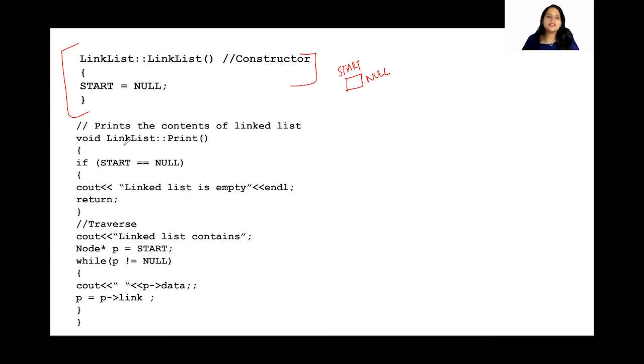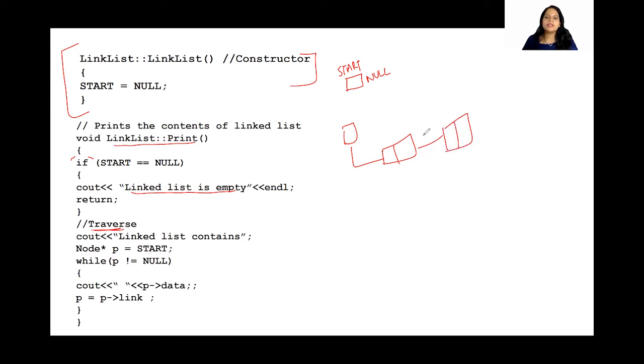The next function is linked list print. Here we are going to print the linked list. How are we going to start? First I check if start is equal to null. If my start is null, then I'm going to say the linked list is empty. Otherwise, I'm going to traverse the linked list, that is, I am going to visit each and every node.